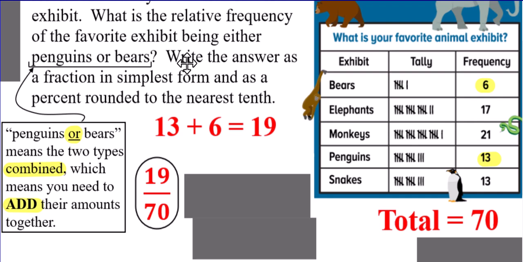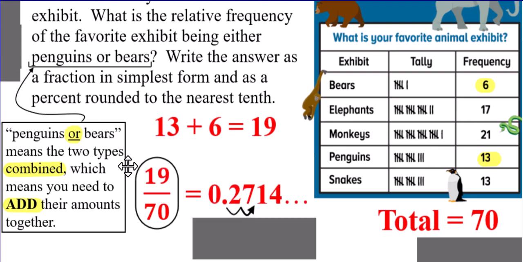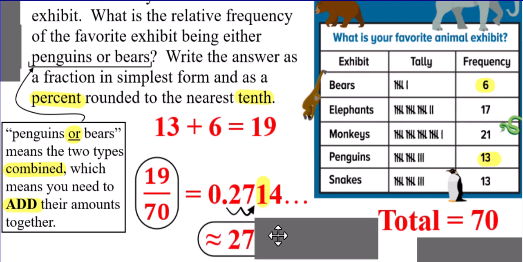Okay, what else did it want other than the fraction in simplest form? Oh, it wants the percent rounded to the nearest tenth. Okay, so we're going to take in our calculator 19 divided by 70, which gives you 0.2714, at least 4 digits. If you're going to round to the nearest tenth of a percent, the tenth of the percent will actually be in the thousandths place, which will eventually be the tenths place after you move the decimal point 2 places to the right. So that's going to be 27 point.